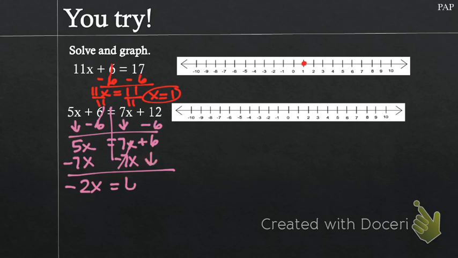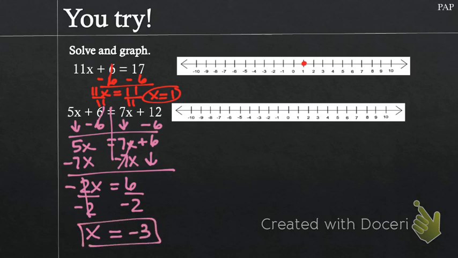Bring down my 6. Divide by a negative 2, because you cannot have a negative x. A negative and a negative make my positive x. Positive 6 divided by negative 2 gives me my negative 3. So I'm going to put a point on negative 3.